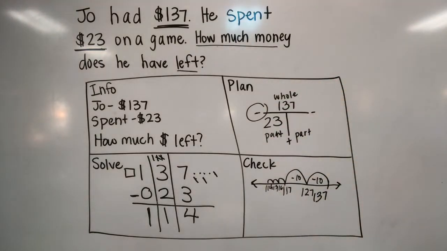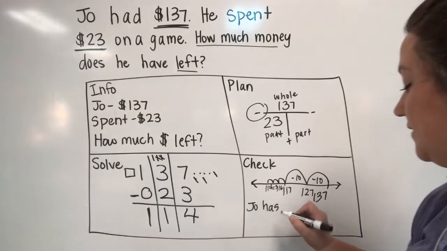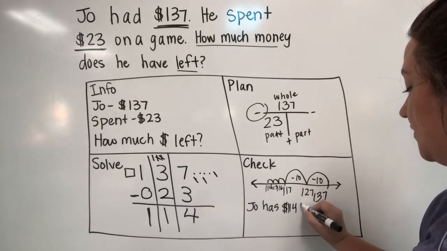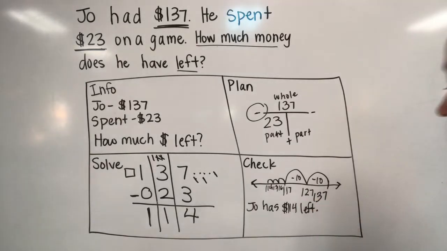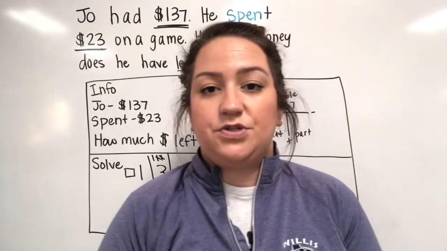How much money does he have left? So I'm going to say Joe has $114 left. Okay, so I've answered my question. I've filled in all the boxes on my problem solving mat. I've even checked my work, so I know that my answer is right for this problem.